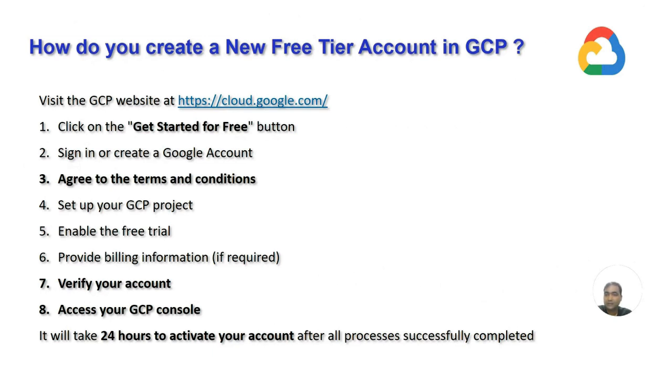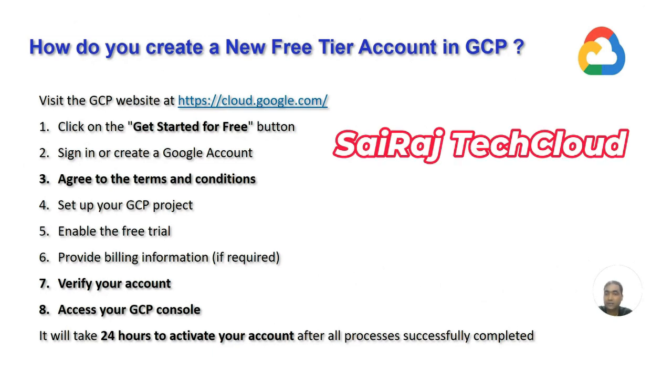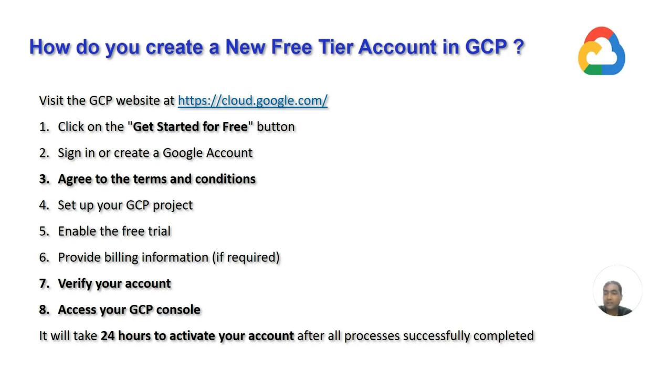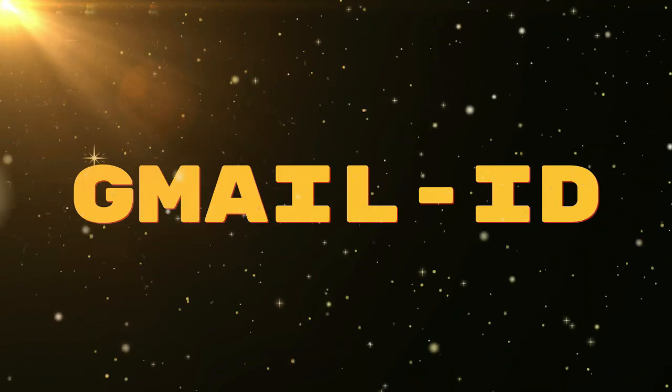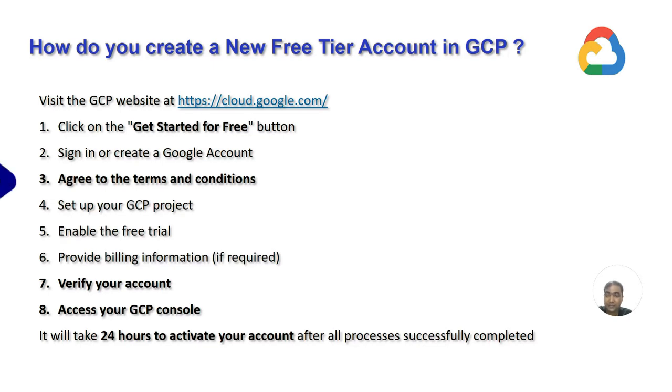Guys, as you can see here, first of all you visit the GCP website as I mentioned here, then click on the Get started for free button, and then sign in or create a Google Cloud account, but you need a Gmail ID, that is mandatory guys. Agree to the terms and conditions, set up your GCP project, enable the free trial, provide the billing information and verify your account, and then access your GCP console. But it will take 24 hours to activate your account after the whole process is successfully completed.